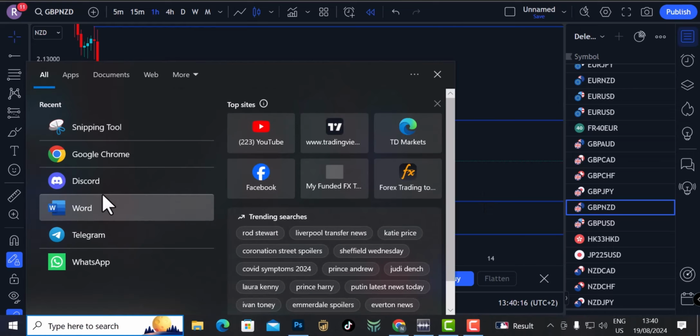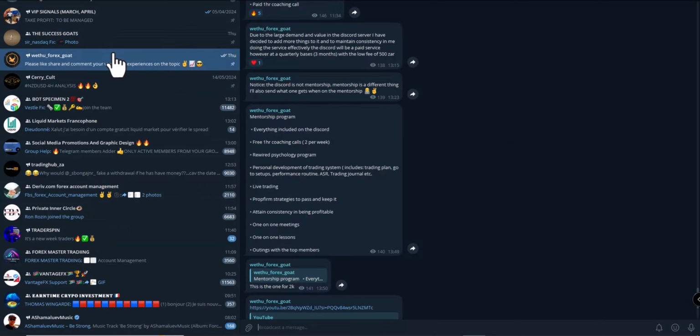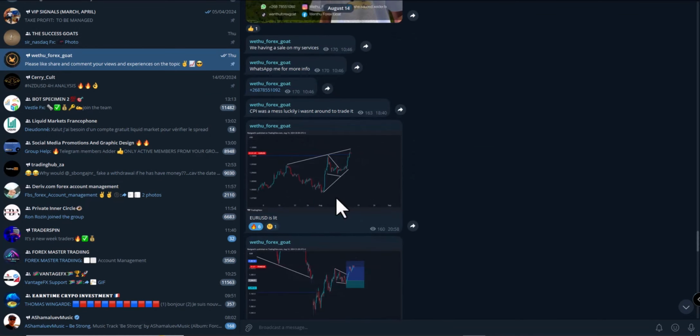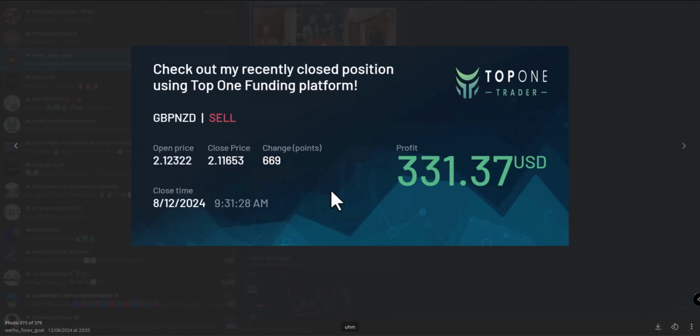I do have the update on my free Telegram, right? And I also want to show you that I did take the trade that I'm talking about, because some of you might think I'm just talking. Here is the profit I made from that trade. As you can see, this is the GBP NZD sell position. Okay, so here it is.